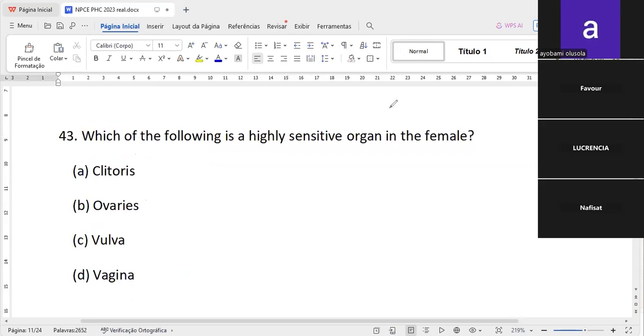Clitoris. Yeah, the clitoris is a highly sensitive organ in the female.